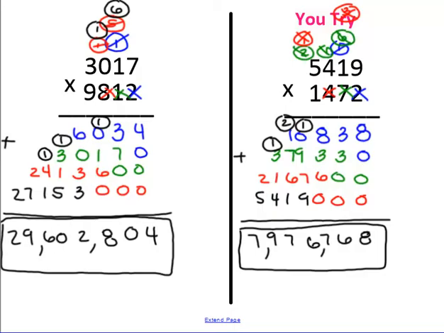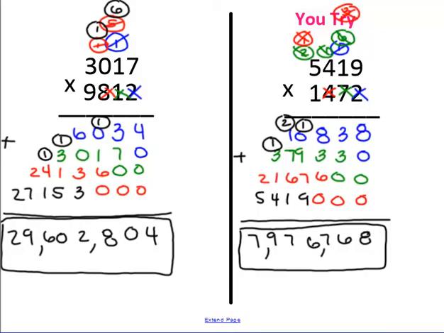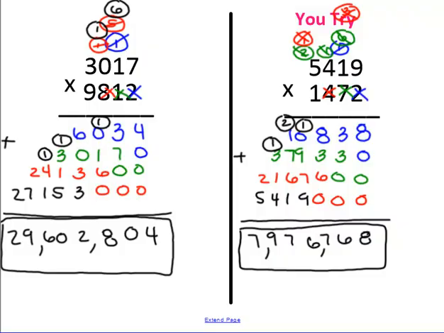Then for our next row, we had 2 placeholders, and then we had 21676, and that's from when we multiplied the 4. And then our last row was pretty easy actually, because we had 3 placeholders at the end, but we were multiplying by 1. So it was 5419. And when we added all of that up, we got 7,976,768. That was a challenge one.